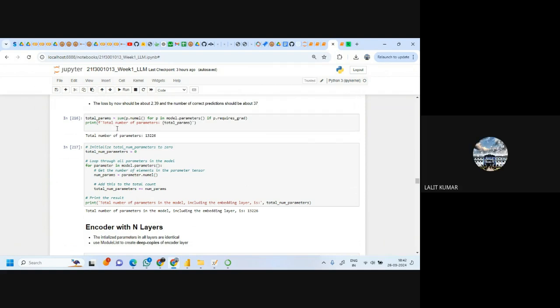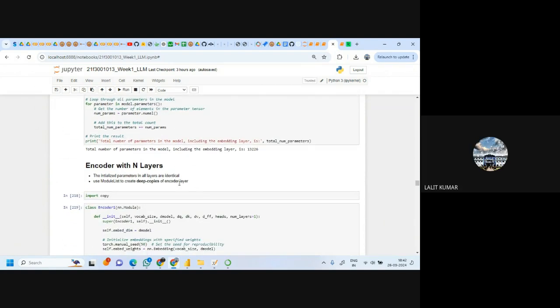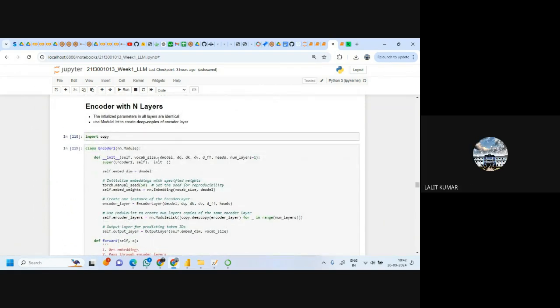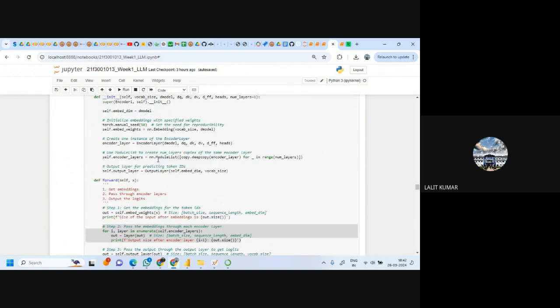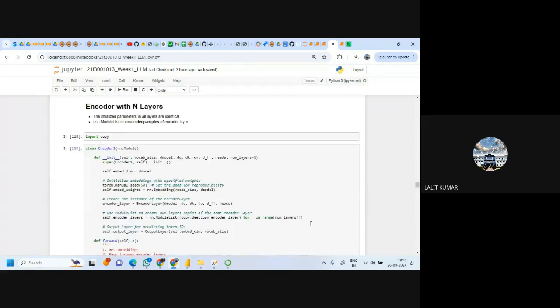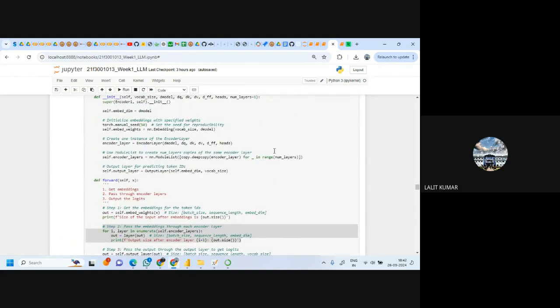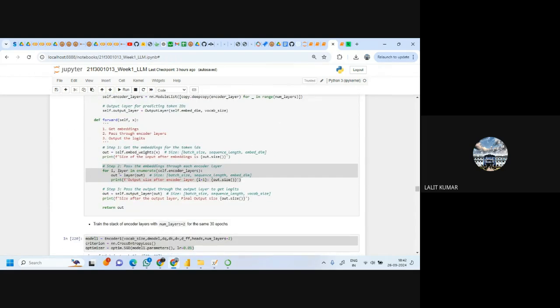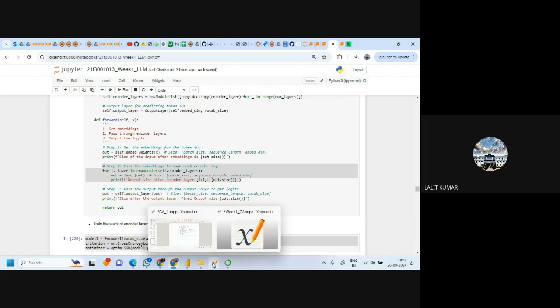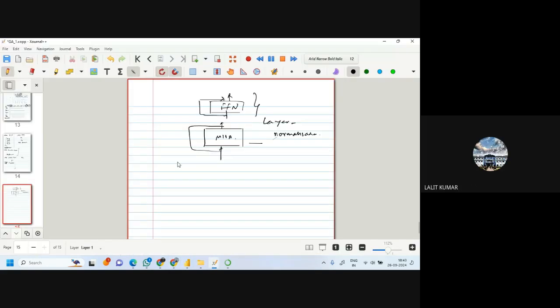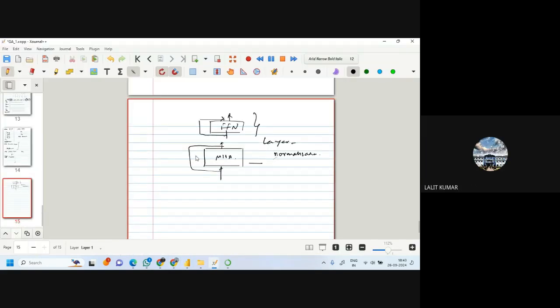With the number of layers, when we increase the n layers, we just have to tweak this encoder code only. Here I make one encoder layer and then pass it through the number of layers. With for i, layer in enumerate of self encoder layers, I am passing through all the layers, and finally once it passes, I pass through the output layer. So this is basically the theory part. In case anybody wants to ask any question, I can repeat again.